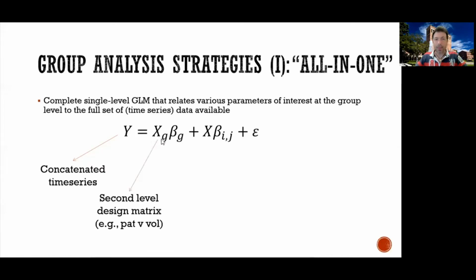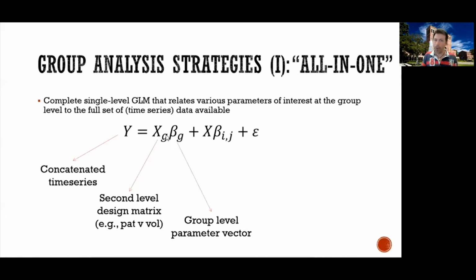Then we have X group. This is the second level design matrix. What is the design at the high level? Is it, for example, patients versus controls? Or maybe one effect is task A and the other one is task B. That's what we're talking about: how do we aggregate at the group level the data from the individual participants?